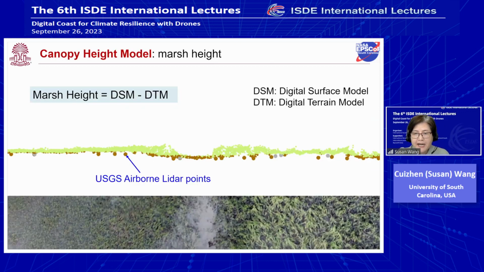Marsh height is simple. It's just a subtraction between the digital surface on the top and the digital terrain on the bottom of the point cloud profile.